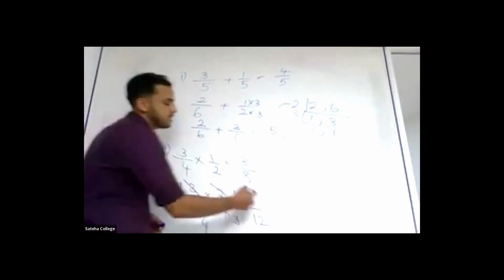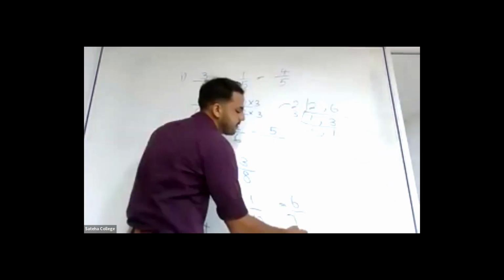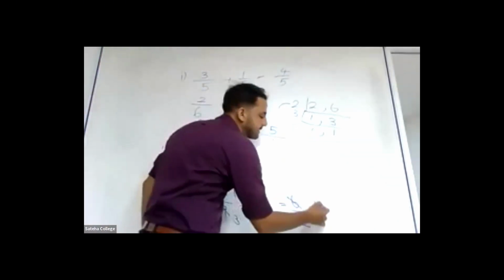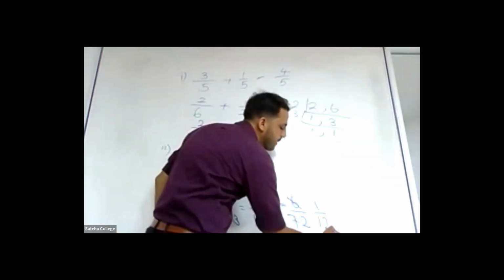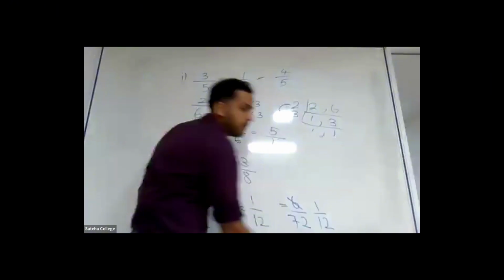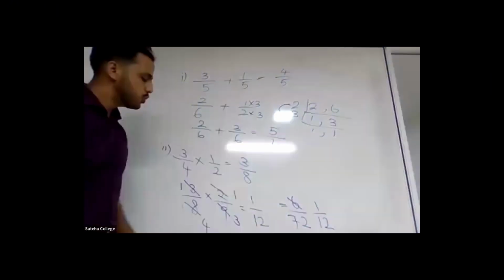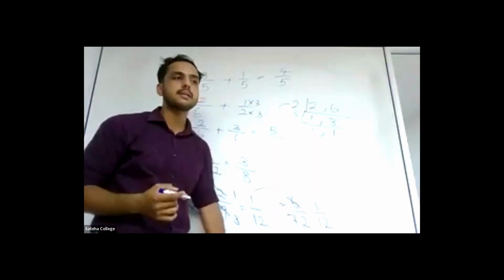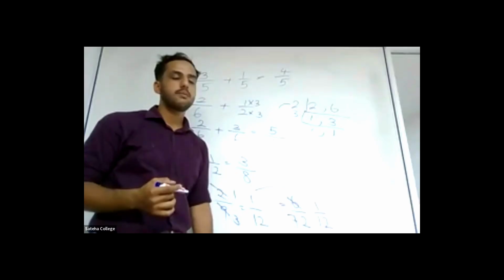Because if you do not cross simplify, you get the same answer. Say 3 into 2 is 6, and 8 into 9 is 72. But 6 and 72, you can again simplify. You can divide this by 6, that will be 1. You can divide 72 by 6, that will be 12. So you get the same answer. But here, if you directly multiply, it won't come to your mind to simplify. You just leave the answer as 6 over 72, which is not the final answer.